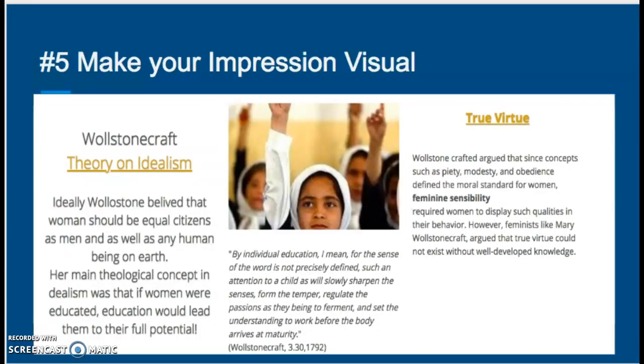Number 5, make your impression visual. As you've seen in the previous slides, I have various visuals on my web page, because sometimes just reading off a web page isn't enough. It can actually be a bit dry. So having visuals that support your sentences or your paragraphs may help. In this case, I took another screenshot. I use the theory of idealism, and I have a short paragraph, where Wollstonecraft argues that women need to be educated in order to realize their true potential, and I have a picture here of women who are being educated in third world countries.